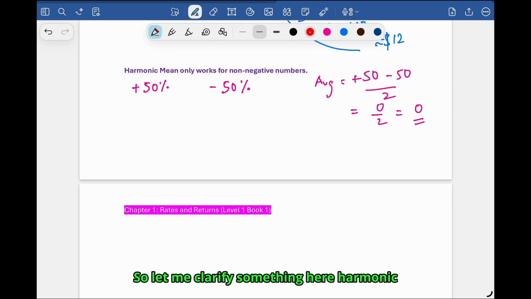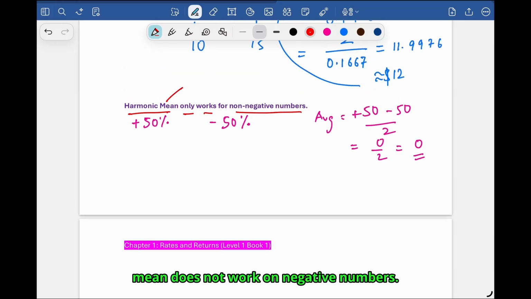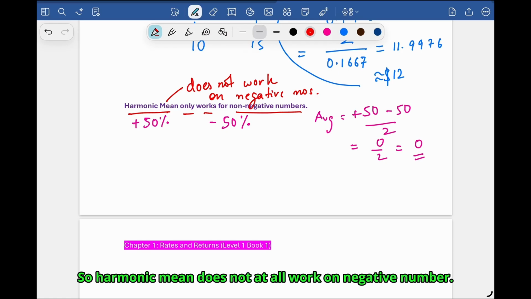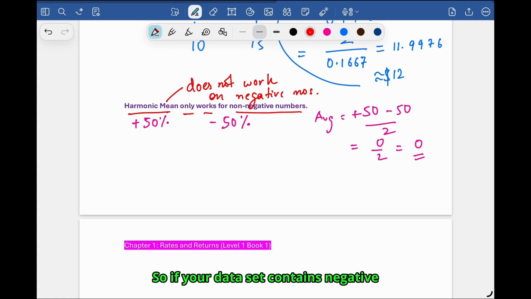So let me clarify something here. Harmonic mean only works for non-negative numbers. What I mean by this is that harmonic mean does not work on negative numbers at all. So if your data set contains a negative number, then harmonic mean will be useless. In a way you can say that harmonic mean only works on non-negative, that is positive, numbers.